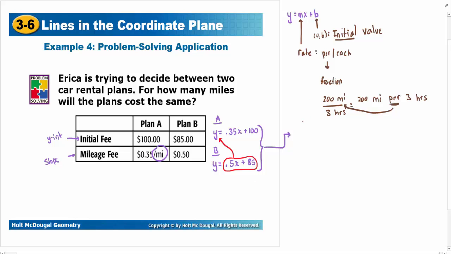So I now would have 0.5x plus 85 equals 0.35x plus 100. And I'm going to solve this now for x to see when they're equal. And I'll explain how it looks graphically when we're done. But as you can see, they are going to intersect because they have different slopes. So they're going to touch. So I'm going to solve this for x. I'll subtract 0.35x from both sides.